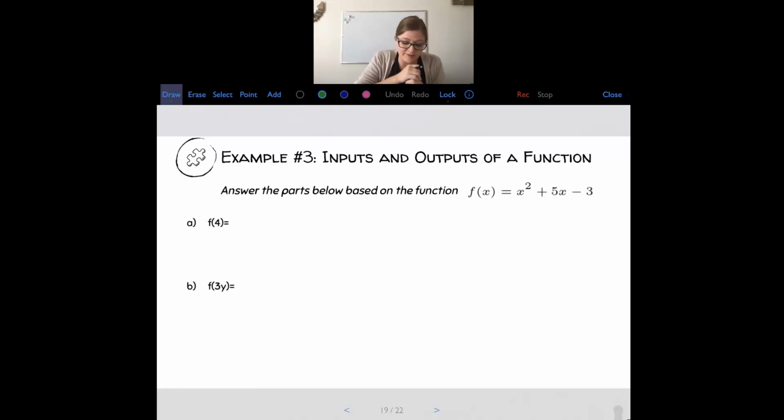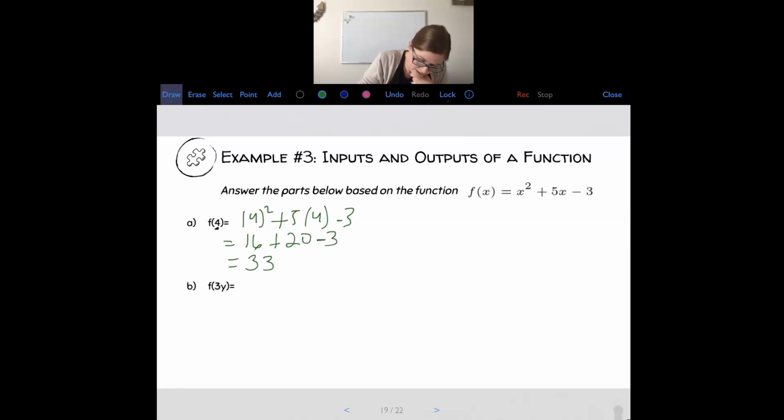Next, inputs and outputs from a function. So we can answer the parts below based on a function given as f of x is equal to x squared plus 5x minus 3. For this, notice that this 4 is in the x position. So for every x value in the function formula that we're given, we're going to input a 4. I highly recommend putting it in parentheses so that we get our signs right. So this is going to be 4 squared plus 5 times 4 minus 3, and then we simplify. 4 squared is 16, 5 times 4 is 20, minus 3. If we do the math here, this is 33. So what we found is that f of 4 is 33.